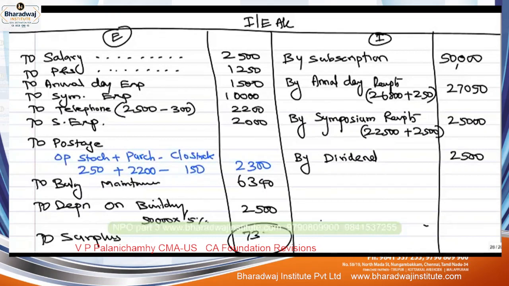Sundry expenses, postage: opening stock plus purchases minus closing stock. Building maintenance, then depreciation on building, you charge 5%. Balancing figure will be surplus. Any doubt in it?